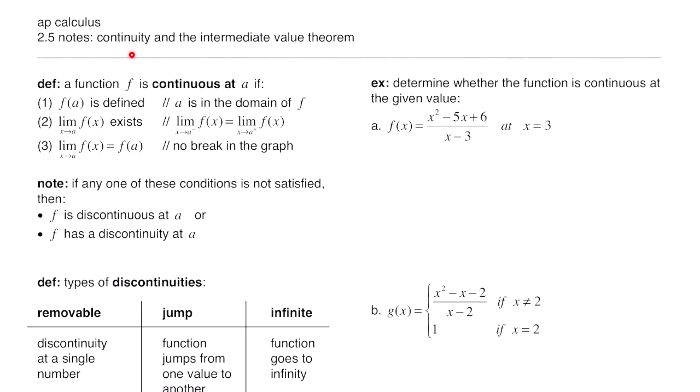In this lesson, we're going to talk about continuity and the intermediate value theorem. We're going to start off with this definition. It says a function f is continuous at a value a if, and we have these three conditions.